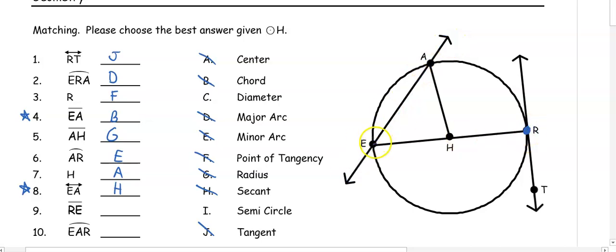RE is going from one side of the circle to the other, and it is going through the center of the circle, so it is a special type of chord called the diameter. And then EAR goes from E to A to R on the outside of the circle, which is half the circle, so a semicircle, letter I.